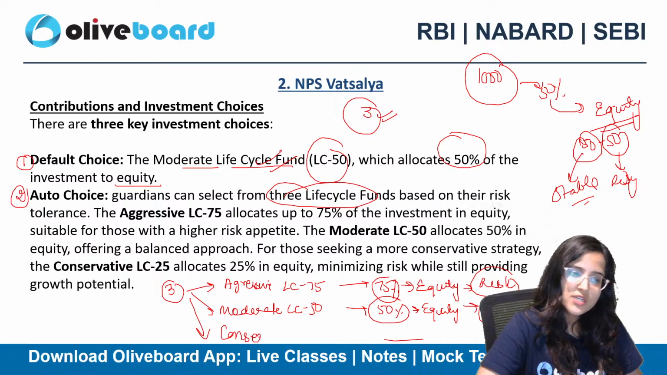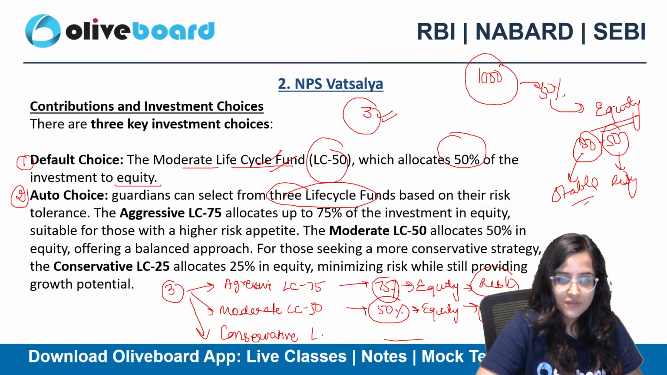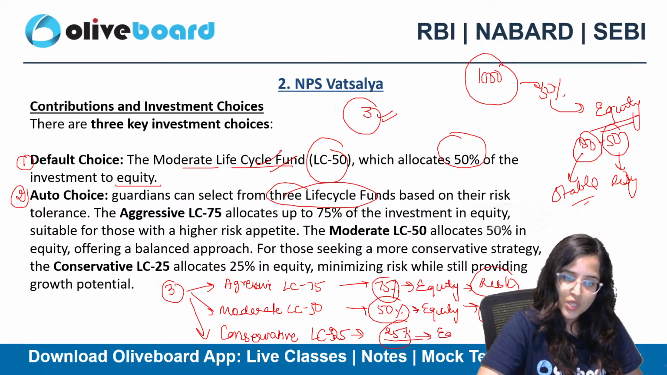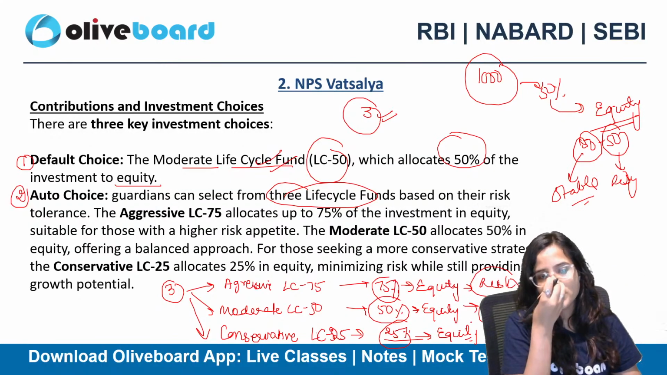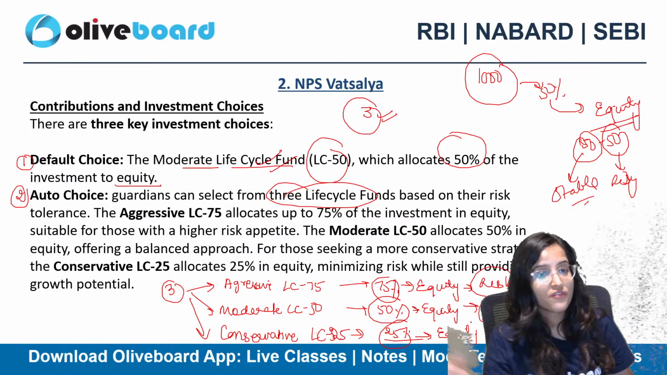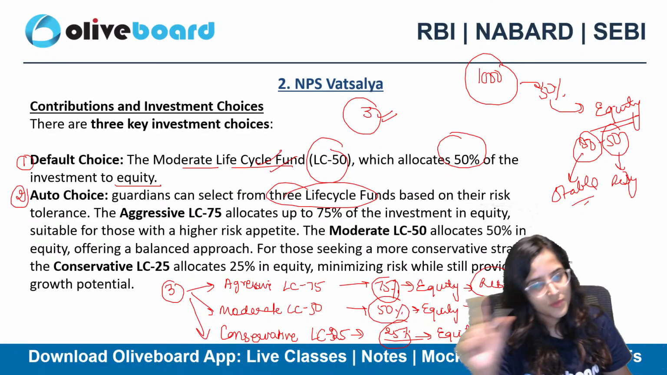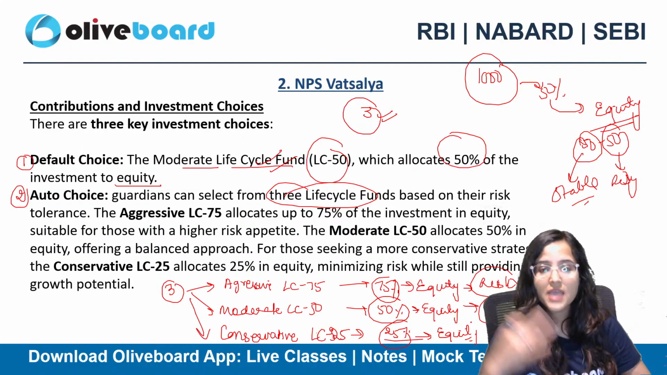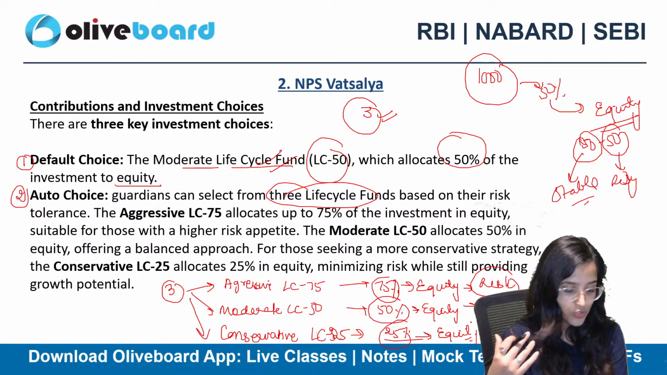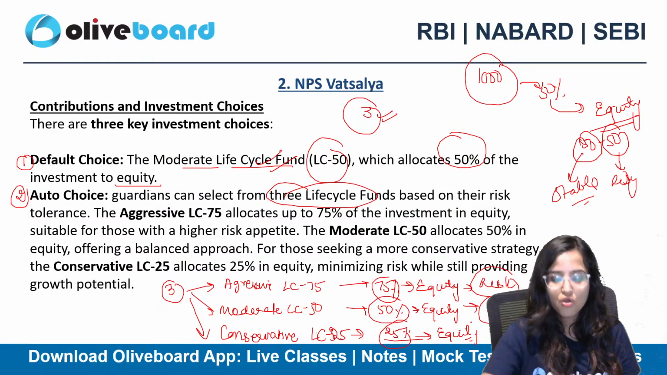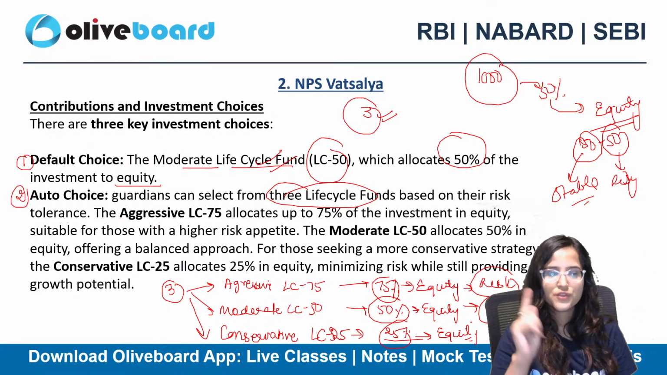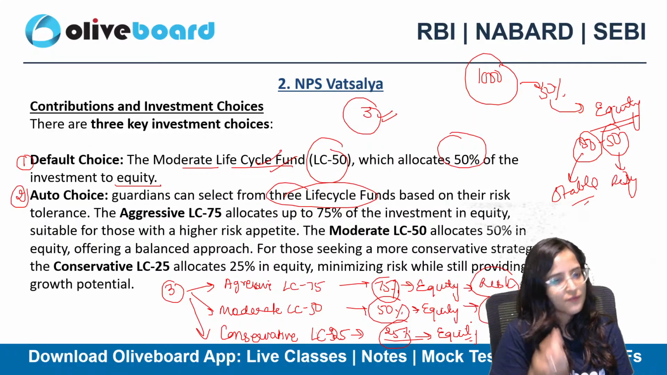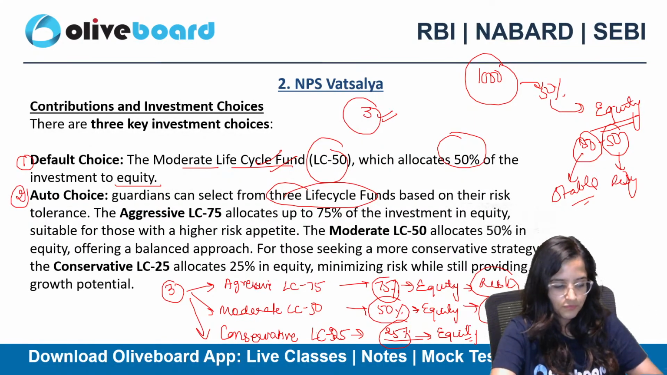Third, for a risk averse person, we have the conservative LC25, where only 25% is being put into equity. These are the 3 choices that you have under auto choice. Either you're putting 75% into equity, or only 50%, or only 25% into equity. Depending upon the risk appetite that you have, depending upon the risk that you're willing to take, you can choose between the 3 under your auto choice. Okay? First, default choice, which is 50% you put into equity. Second is auto choice, you have 3 choices, 75%, 50% and 25%. Okay?